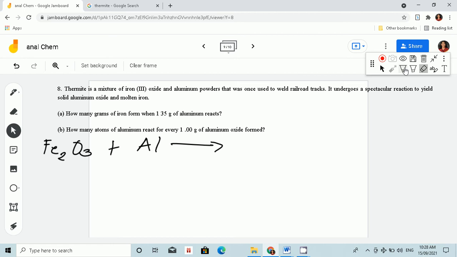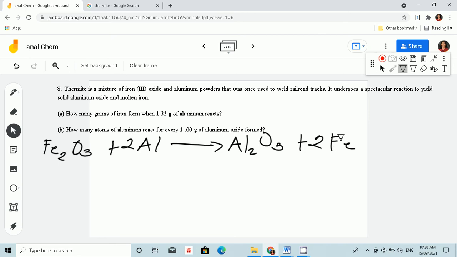Which yields aluminum oxide, Al2O3, plus Fe. Now let's balance. 2 here and 2 here. So this is the equation: iron oxide reacts with aluminum to form aluminum oxide and iron.